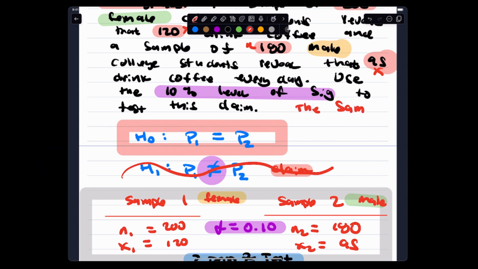Your conclusion is always one of two things. Either the sample supports the claim or the sample does not support the claim. So what is it going to be? The sample does not. Good. How come the sample does not support the claim?